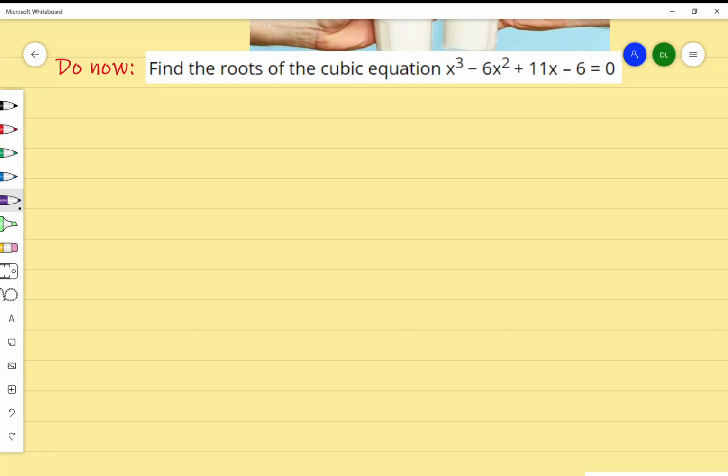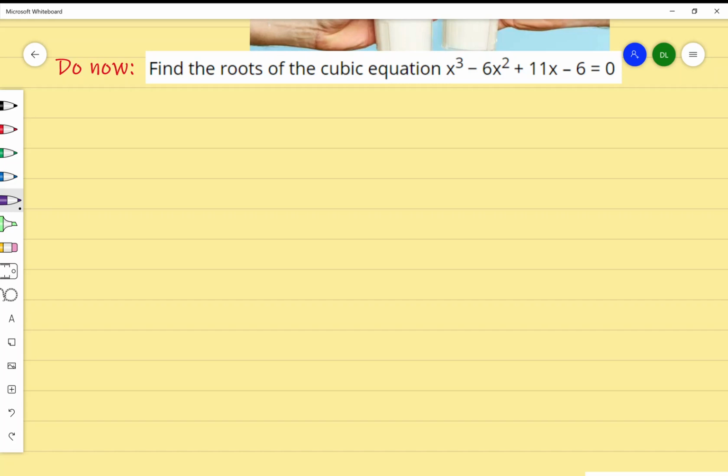This is going to be our introduction to exercise 6E, which is on cubic functions, and we're actually going to start graphing cubic functions. But first, this is our do now question from exercise 6D. So find the roots of the cubic equation x cubed minus 6x squared plus 11x minus 6. Now, obviously we know that the word roots means to find x-intercepts.